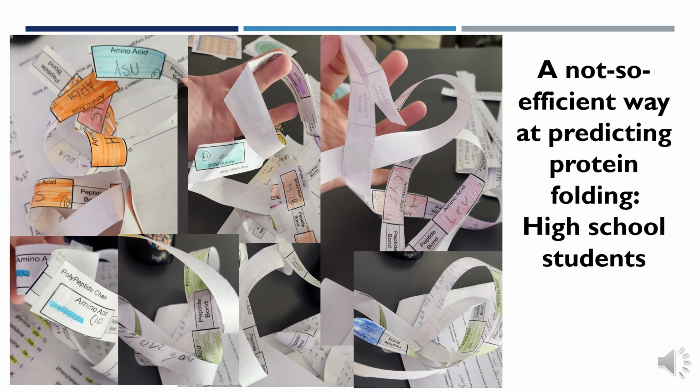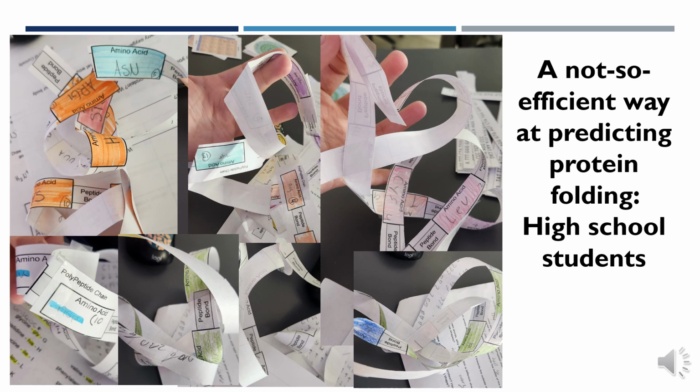Finally, I will discuss a really not so efficient way of predicting protein folding, and that is high school students. Based on my own experience, AlphaFold can predict protein structures thousands, if not millions or billions of times better than current high school students ranging in ages from 16 to 18.